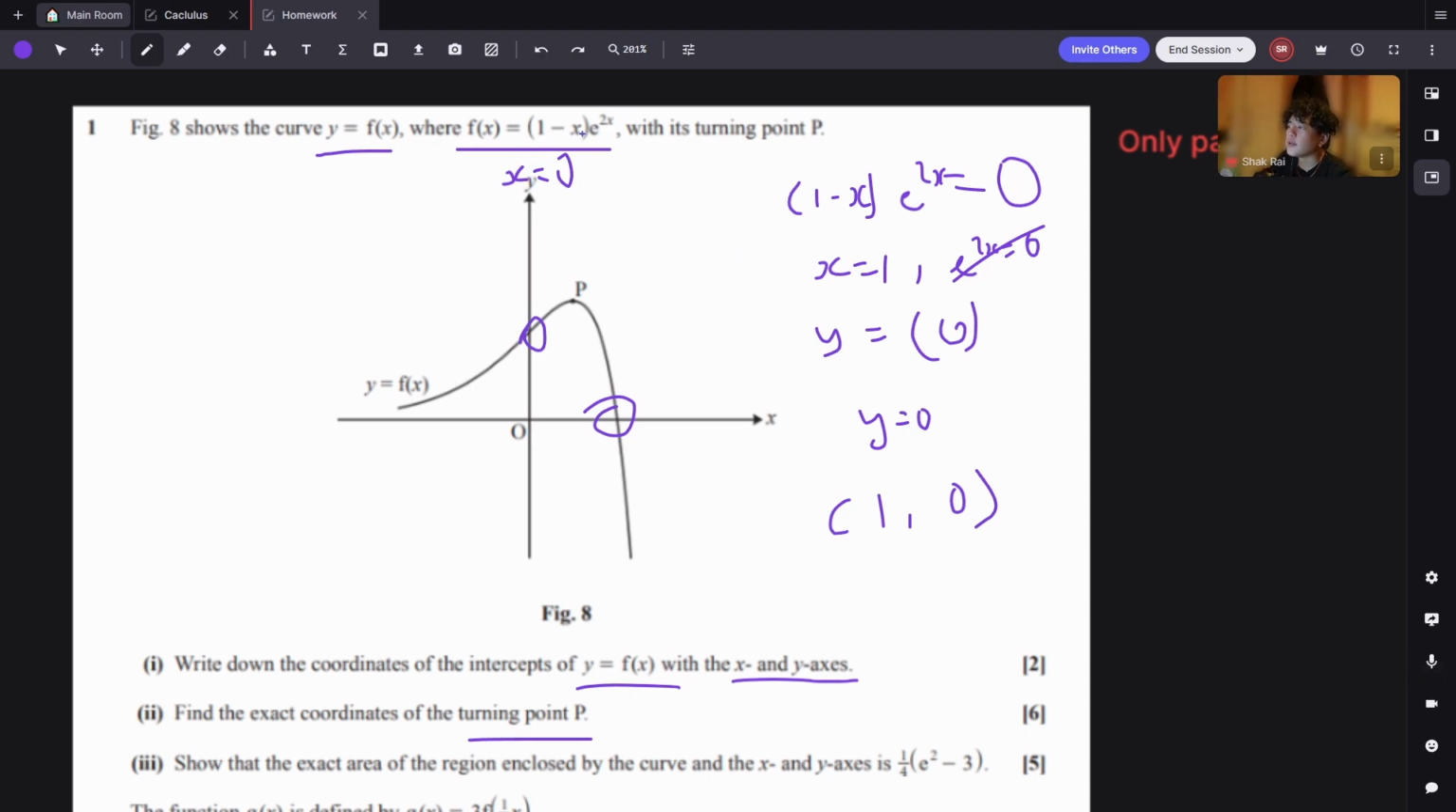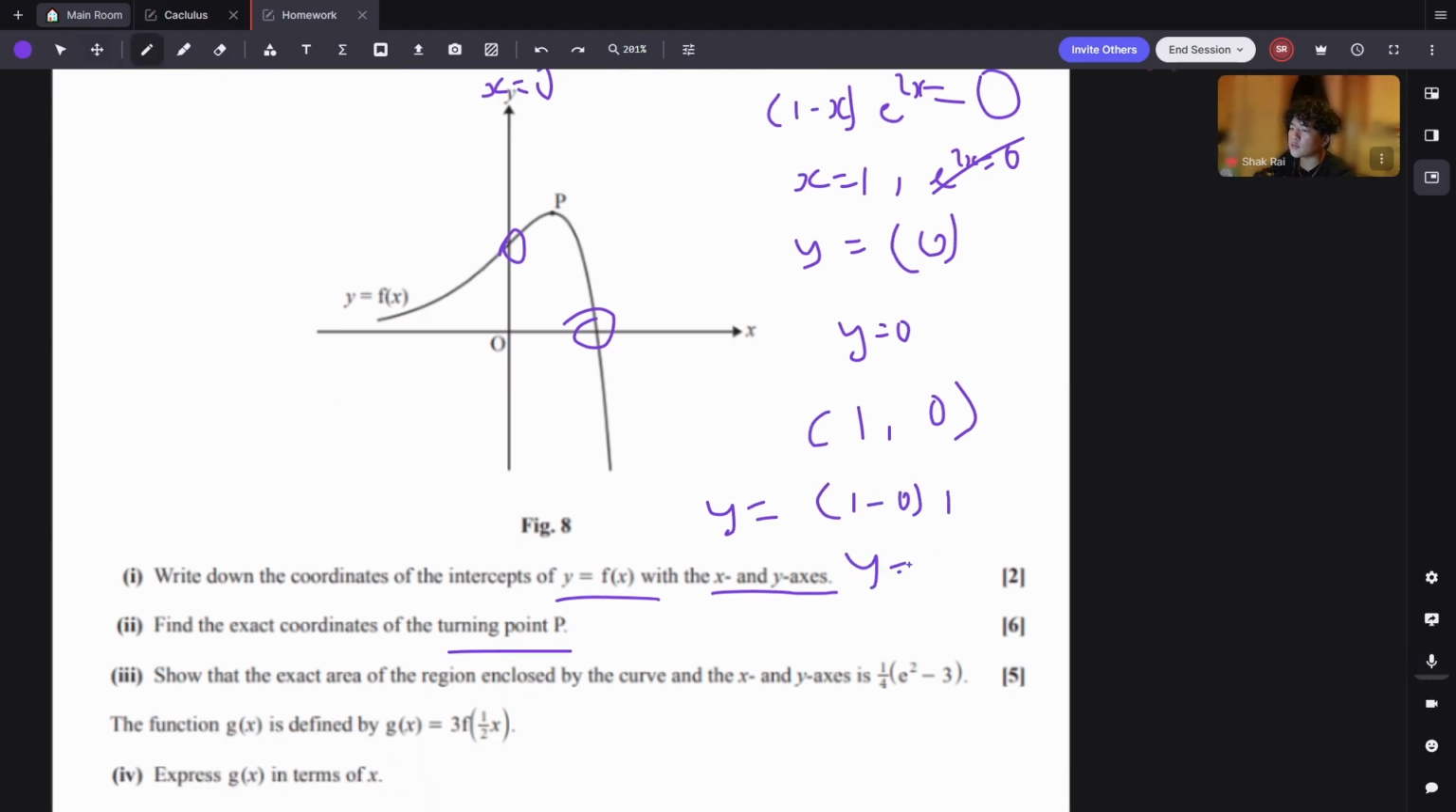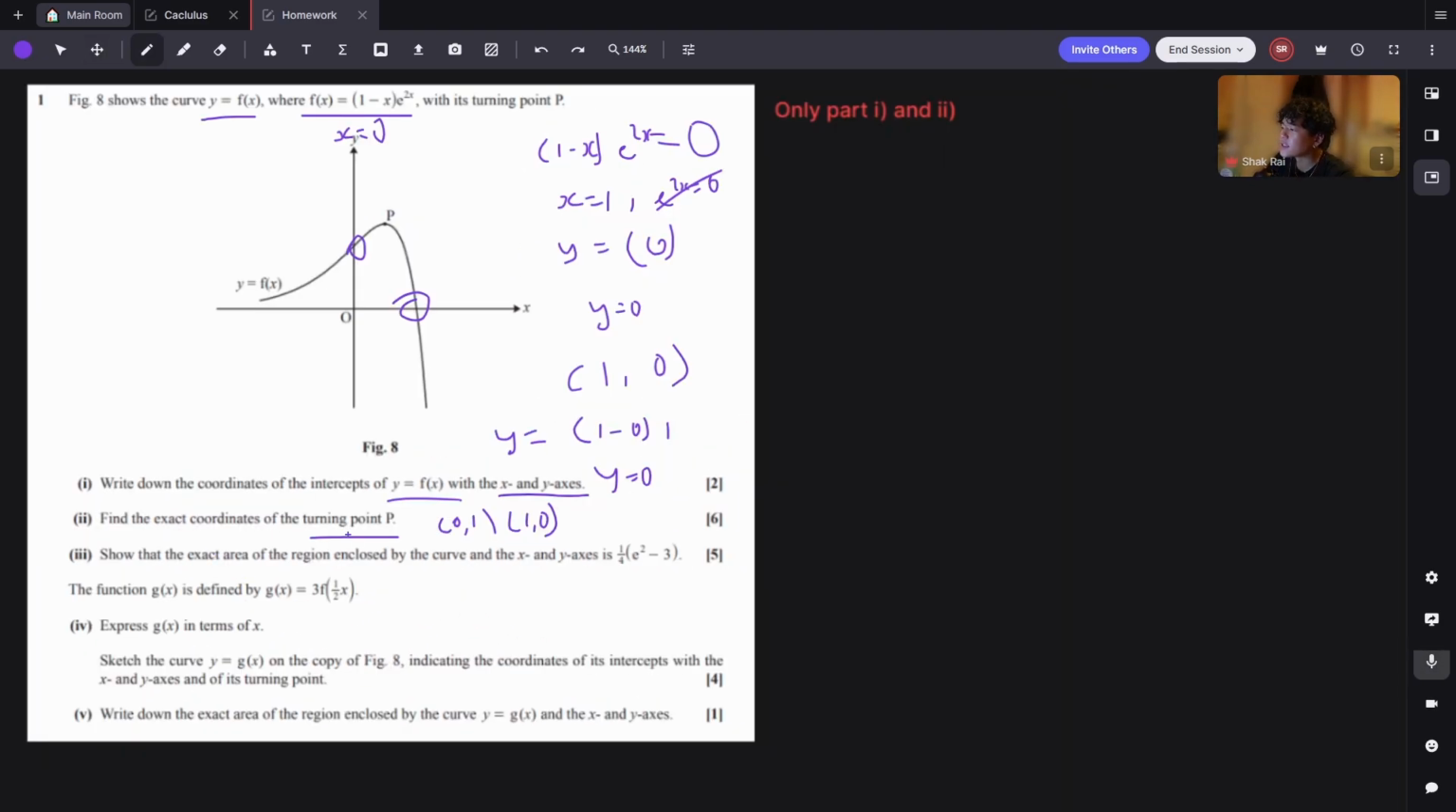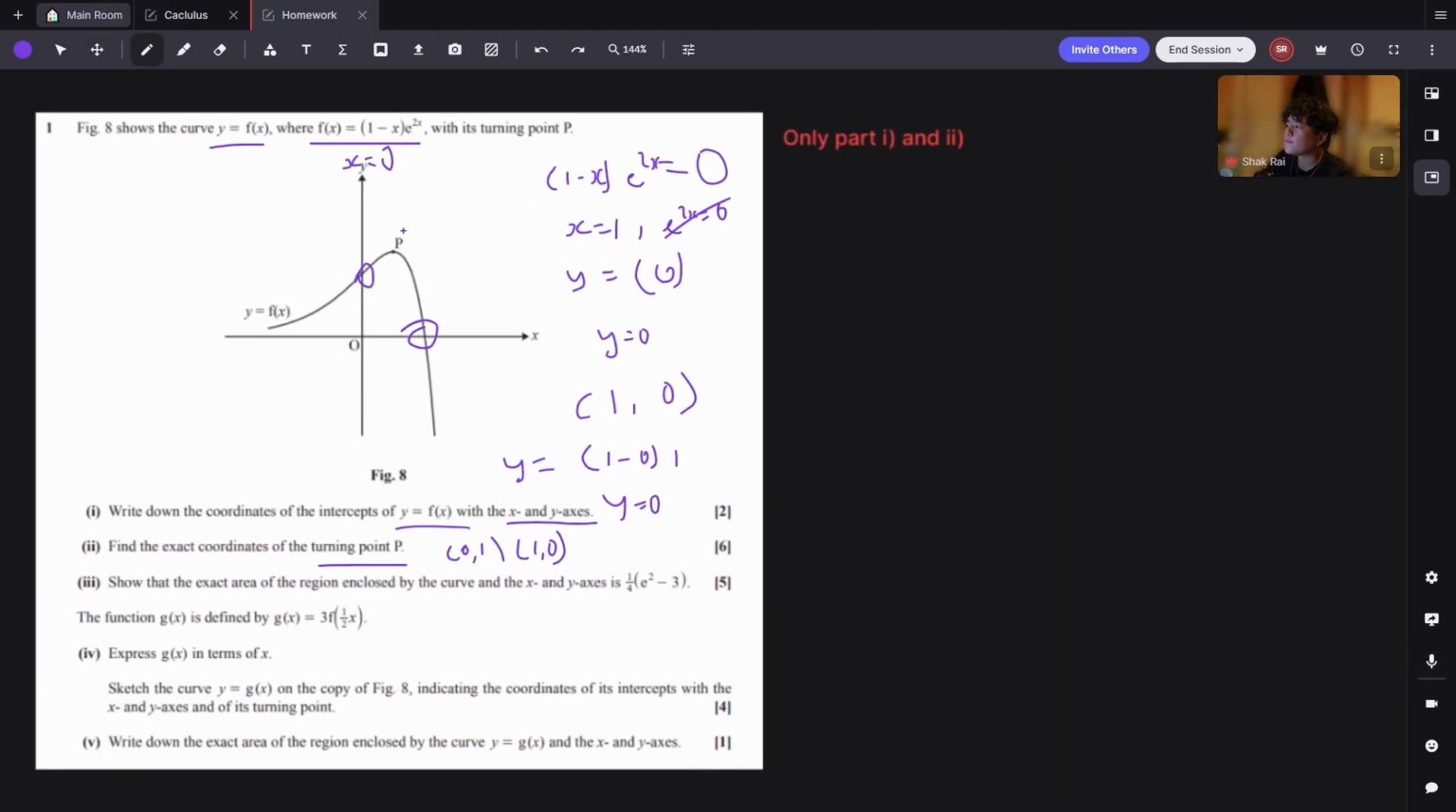Cool. And the next one, we have x equals 0. So y equals 1 minus 0 multiplied by 1, because e to the power of 0 is 1. So y equals 1. So the two coordinates are (0, 1) and (1, 0). Very nice. Okay, so we need to find the exact coordinates of the turning point P, and it's this value here. Let's just call this y.